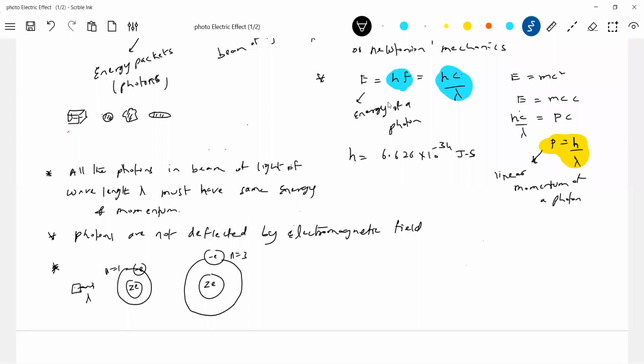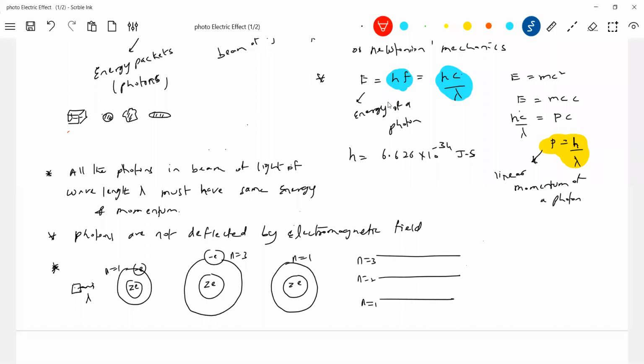Then again this particular atom will come back to the ground state. When it's coming to the ground state, how can this atom make the transition? So here, this is n equal to 1, n equal to 2, n equal to 3. It can make a transition directly from 3 to 1, or 3 to 2, then 2 to 1. Here it will give out one photon, lambda 3 2, then lambda 2 1. Or it may directly make a transition, lambda 3 1. So anything can happen, no?